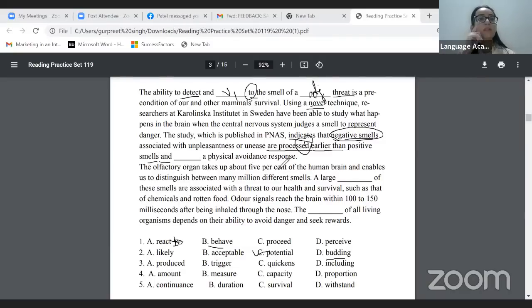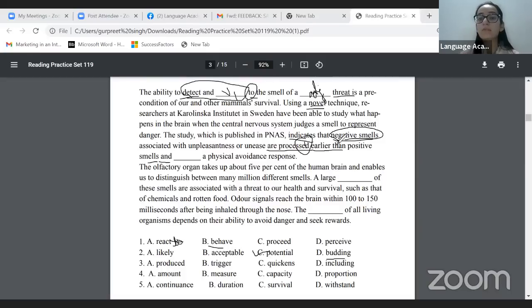So when and is joining two pieces of sentences, not just two words, like in the first sentence, and was connecting two verbs, then it's fine. But when and connects two parts of information, then you have to read both the parts separately with the same subject. So negative smells are processed earlier than positive smells, one statement. Negative smells dash a physical avoidance response. Now you have to look into this sentence by just picking the second part.